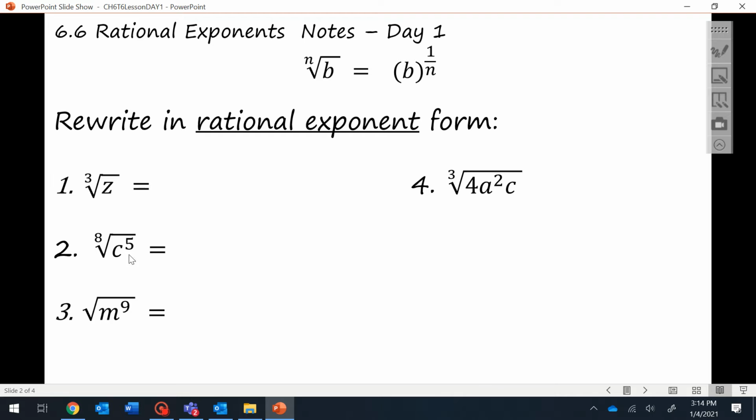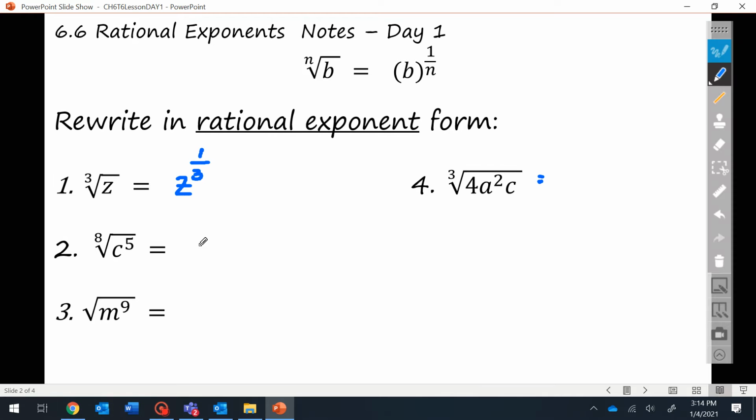Well, let's look at number 2 first. So number 2, that would be c to the 5/8 power. Okay, because 5 is the exponent, 8 is the index, so the denominator. And this would be, remember, this is a square root because it's not written there. So this would be m to the 9/2 power.